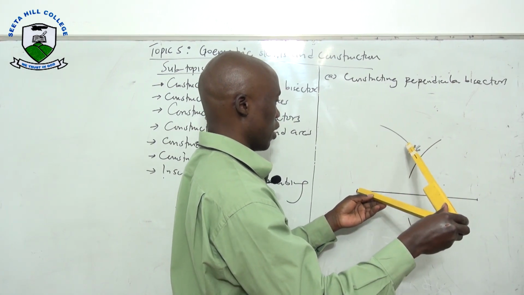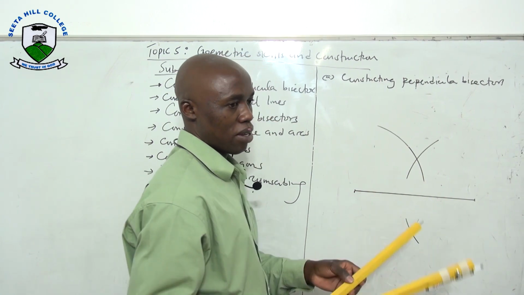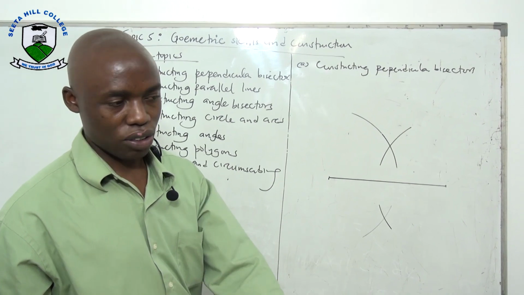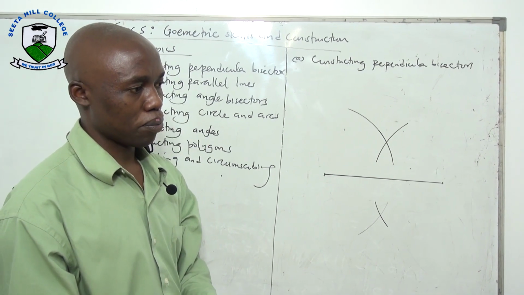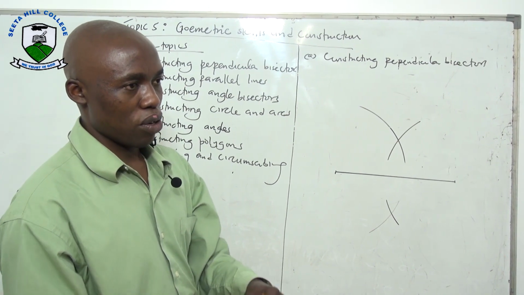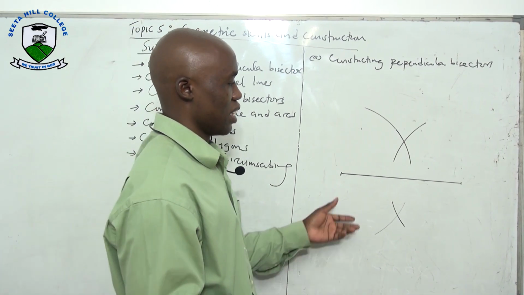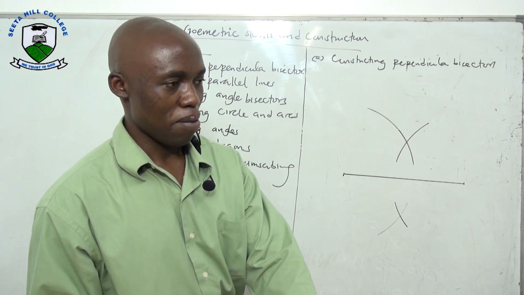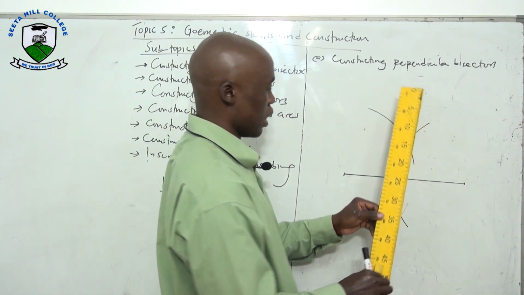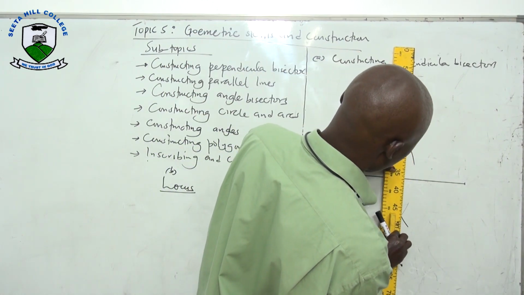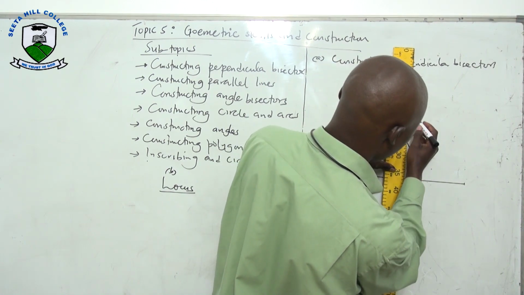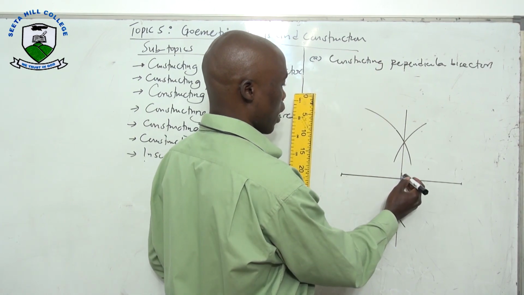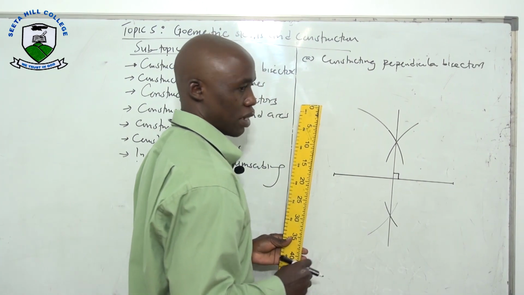You will have constructed a perpendicular bisector. But it's neat to do it on graph paper, because it avoids bending lines. We don't say drawing on plain paper is bad. Now this one is a perpendicular because it has divided the line into two at an angle of 90.